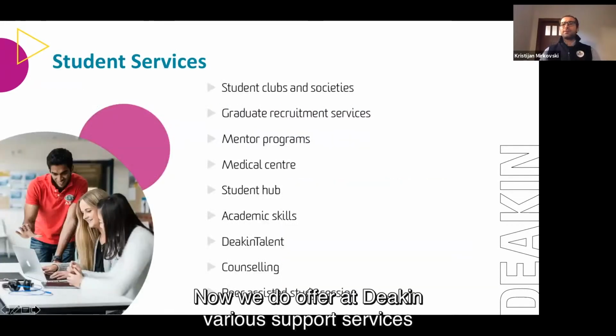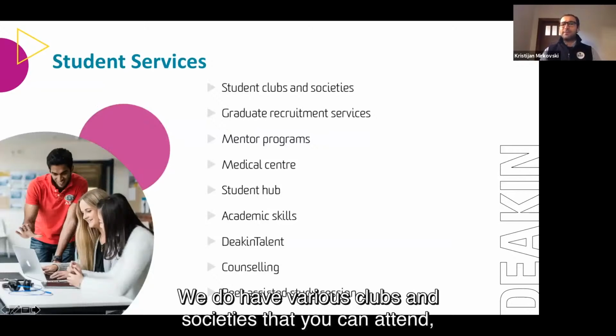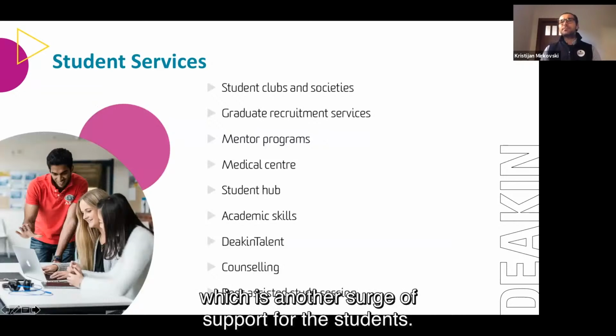Now, we offer at Deakin various support services for the students. We have mentor programs. We have various clubs and societies that you can attend. As a student, it's very important that you have a balanced lifestyle. And we also have Deakin Talent, which is another sort of support for the students.